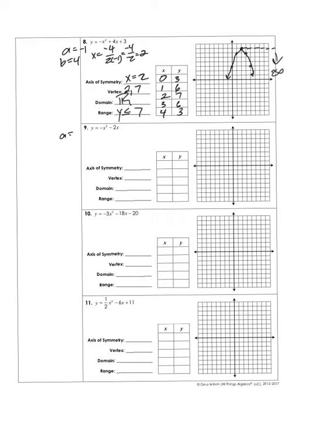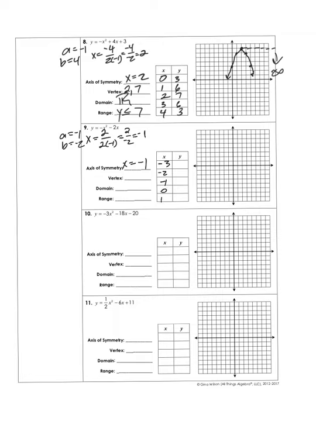Number 9, A equals -1, B equals -2. X equals +2 divided by 2 times -1. That's 2 divided by -2. That's -1. So the axis of symmetry is at -1. 2 points to the left, 2 points to the right.